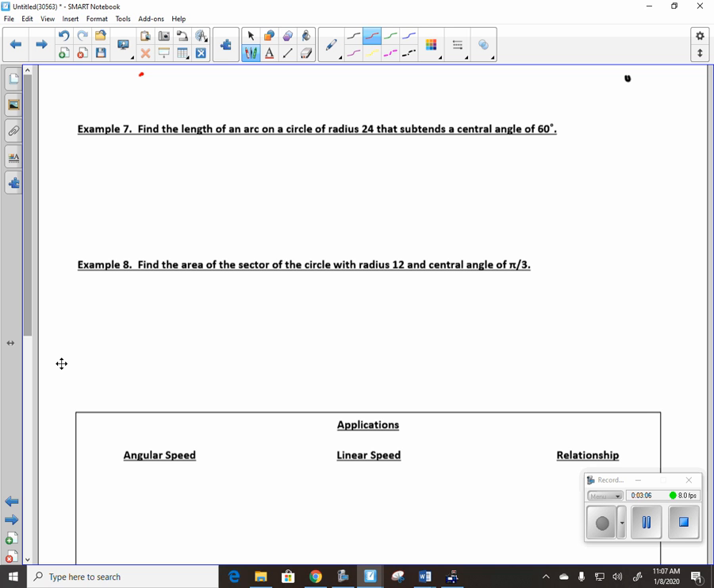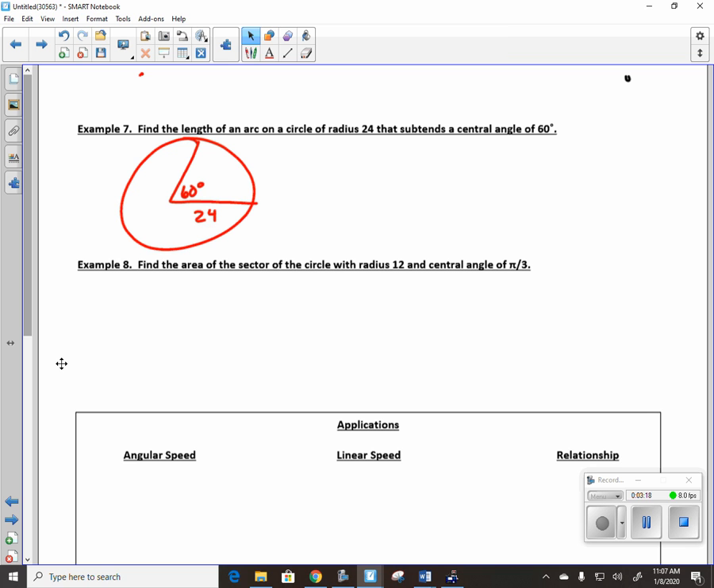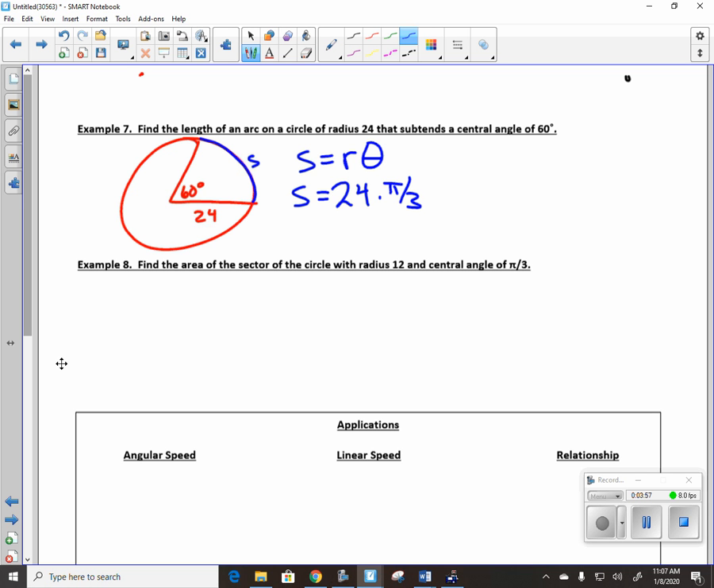It says find the length of an arc on a circle of radius 24 that subtends a central angle of 60 degrees. So I have a circle. I have an angle of 60 degrees. I have a radius of 24, and I would like to find the measurement of that arc right there. We will call it length S. That's what the problem is asking us to find. All good? My formula is simple. S is equal to r theta, given that theta is in radians. So S is, what is the radius? 24. What is theta in radians? Pi over 3. So now I just have 24 times pi over 3, which is 8 pi. That was easy. Agreed? Agreed.